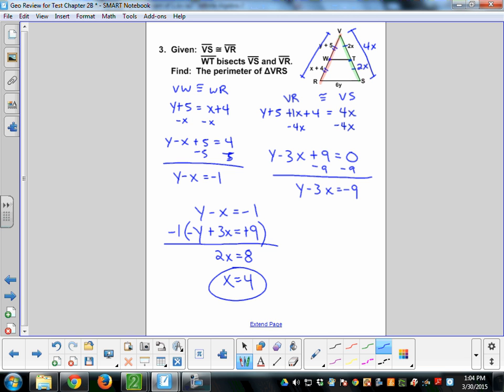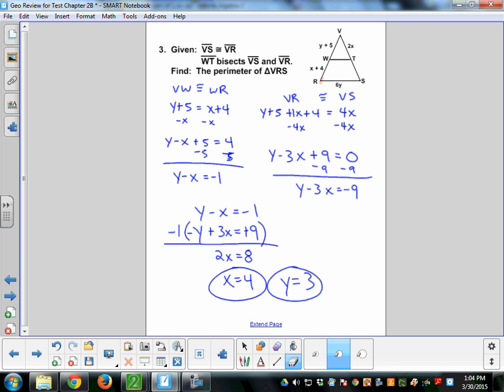You plug it back in. I won't show that. If you plug it back into one of the original equations, you should get y equals 3. And it doesn't just ask for x and y, it asks for the perimeter of this. So we kind of get rid of all these markings, and we just plug in x and y. It should go pretty quick.